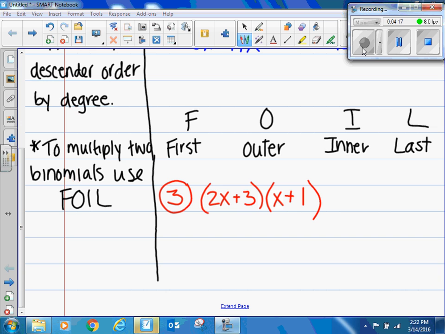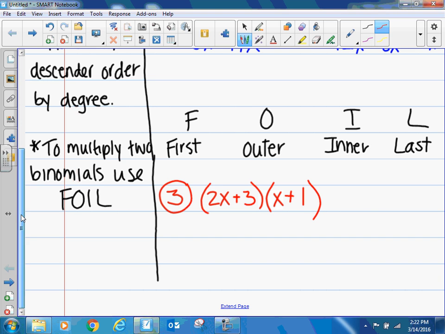Okay, so we are going to use the pattern. We are going to multiply our first terms together from the parentheses. So 2x is my first term in the first one, and I'm going to multiply it by my first term in the second. That's what F stands for. Then you're going to multiply your outer terms. Those are the terms on the outside. So you're going to multiply 2x times 1. That's the outer. Then you're going to multiply the inner. Those are the 2 on the inside. And then finally, you're going to multiply your last. So that's first, outer, inner, last, FOIL.